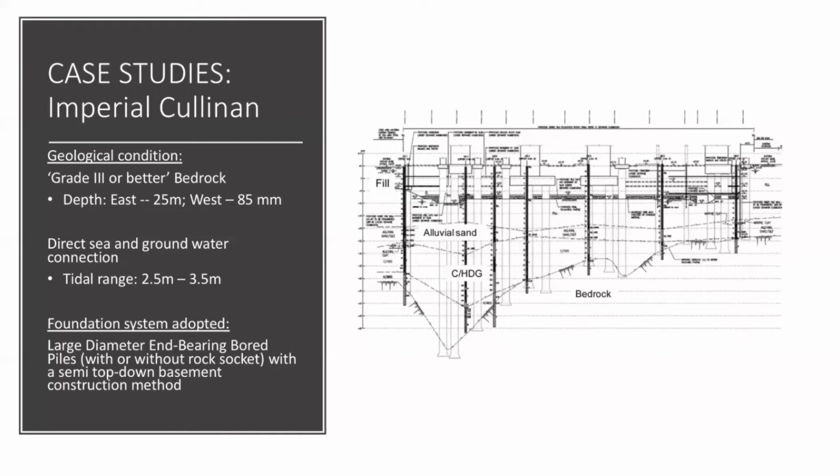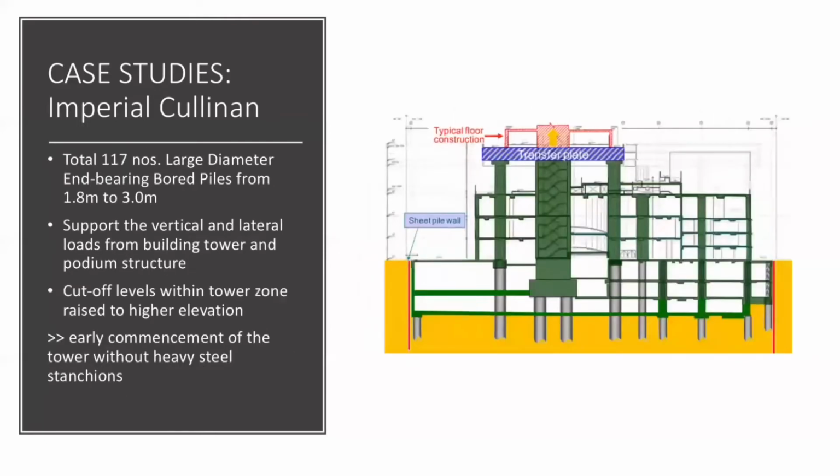either with rock socket or not. The foundation of the luxury residential tower has implemented a total of 117 large diameter bored piles, from 1.8 meters to 3.0 meters, for the support of the vertical and lateral loads from the building tower and podium structure. In preference, the cutoff levels within the tower zone were elevated to high altitudes, which was a unique feature of the piles.